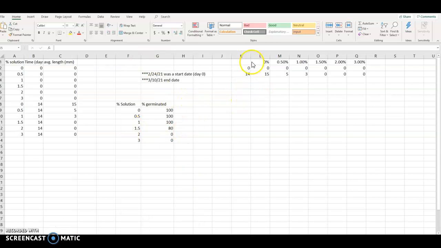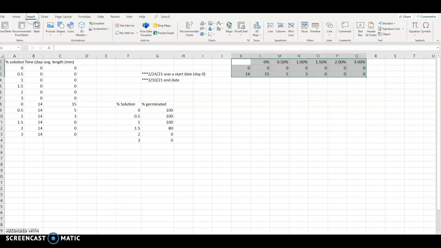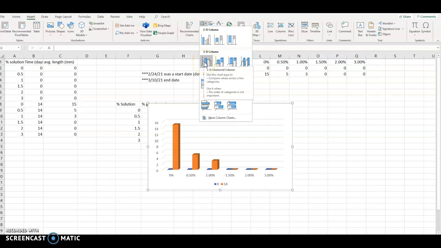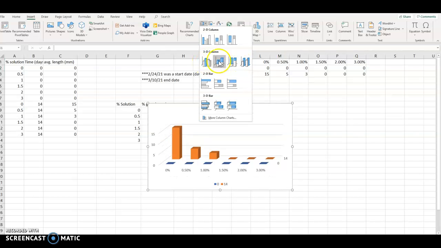All right. So I'm going to highlight the area of the data that I want to use and go to Insert. And you can do recommended charts, graphs, whatever. I don't care. Sometimes I kind of scroll over and preview them.